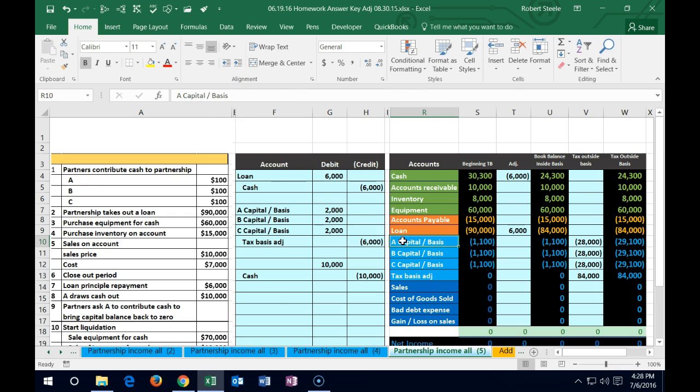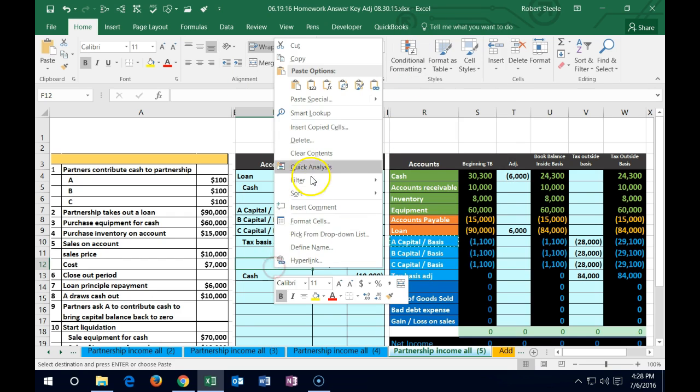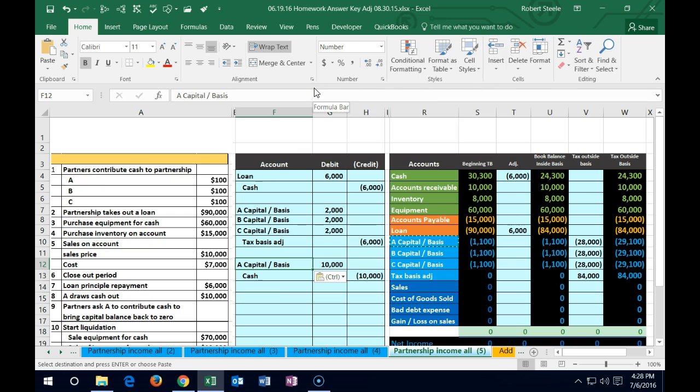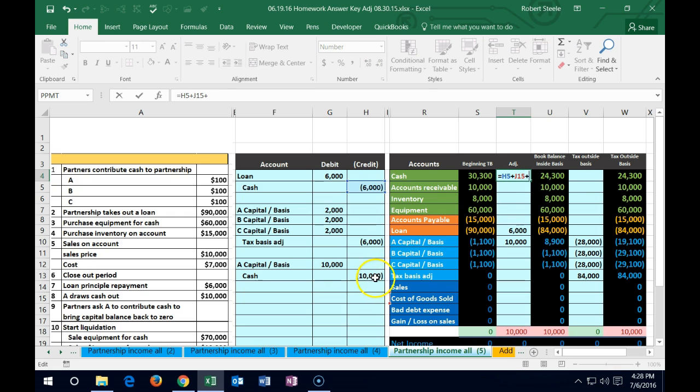So capital has a credit balance. We're going to make it go down by doing the opposite thing to it, which is a debit. So only A is pulling out this $10,000. If we post that, then we're going to go here to the capital account equals this 10,000 there. And then we're going to go up to cash up top. I'm going to double click on it, go to the end, plus there's the 10,000. So the cash goes down to 14.3.